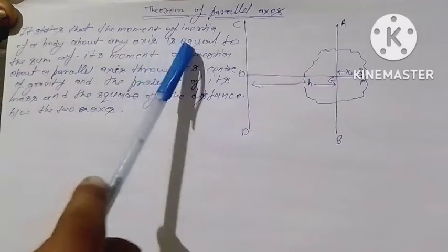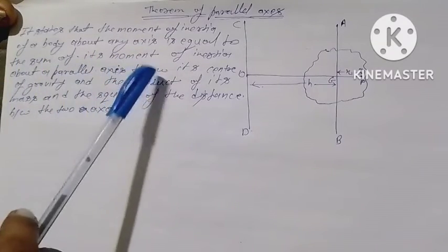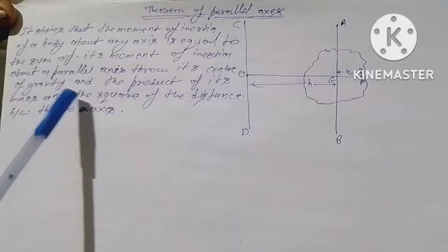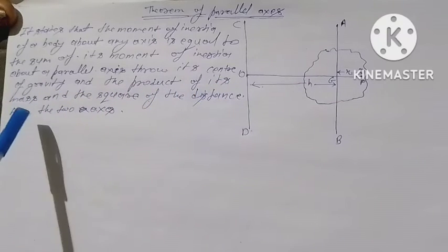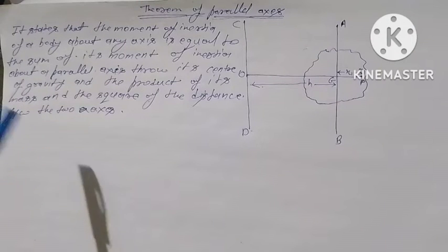It states that the moment of inertia of a body about any axis is equal to the sum of its moment of inertia about a parallel axis through its center of gravity and the product of its mass and the square of the distance between the two axes.